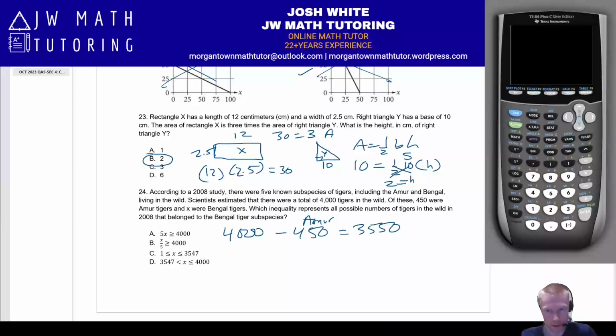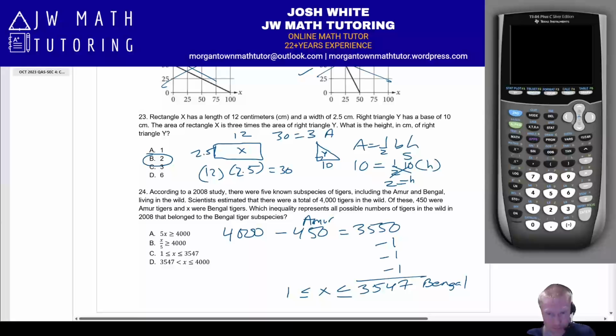The maximum number, though, could be 3,547, and here's why. If there is one each of the other 3 unnamed subspecies, so you take those away from the total, that leaves you with, at most, 3,547 that could be Bengal for the maximum. So the inequality is going to be x is between 1 and 3,547 inclusive. All right, so that's going to be letter C.